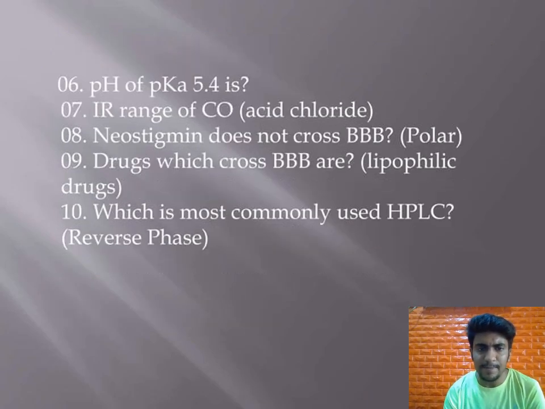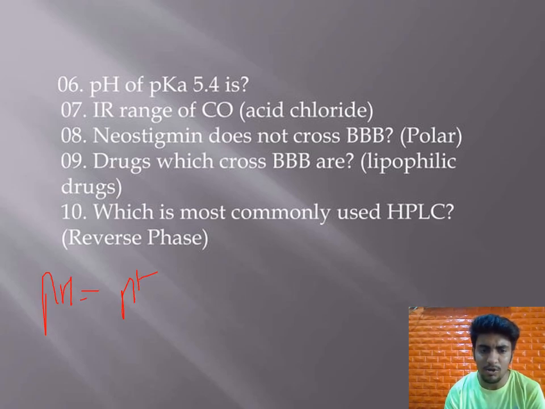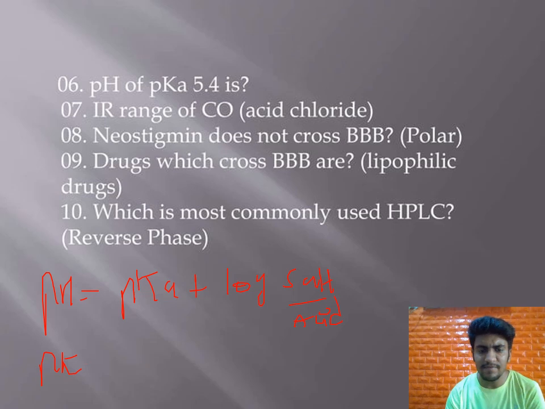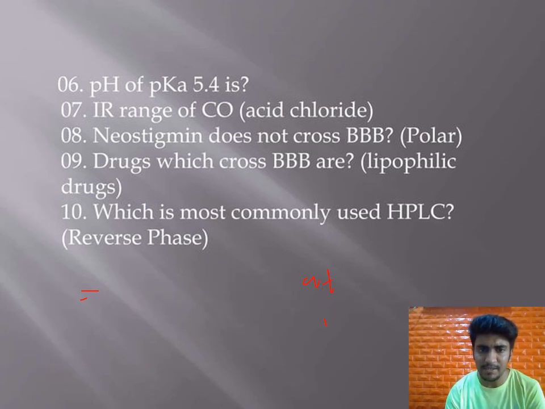So next up we had the pH with pKa of 5.4. We all know that pH is equal to pKa plus log of salt upon acid, or salt upon base, whatever it is. And pKa is the negative logarithm of Ka. We all know about that as well. Dissociation constant, right? So from this formula you would have easily found out the pH.